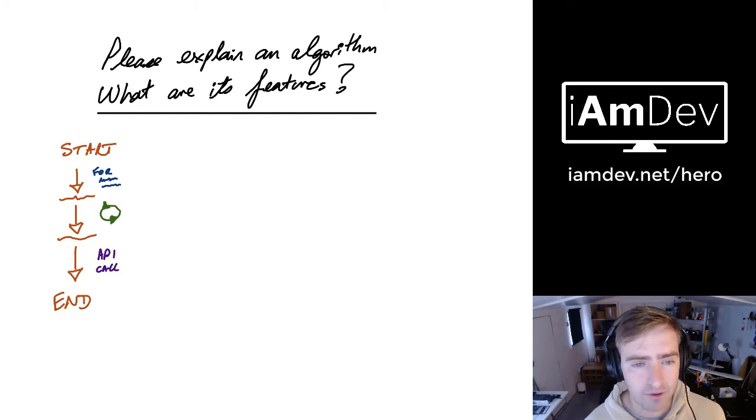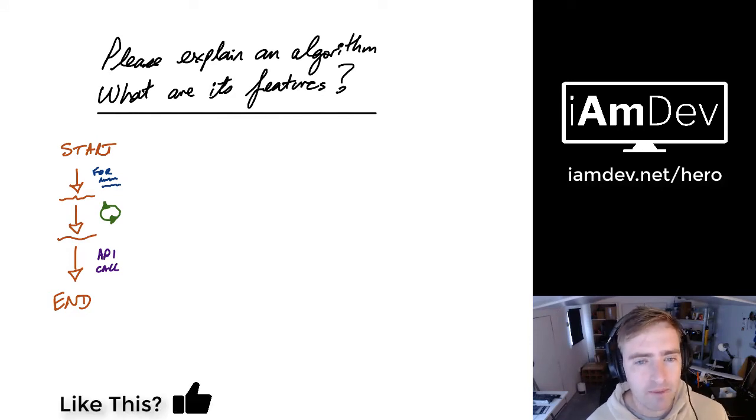Everything's basically an algorithm. And in the algorithm, you might have a for loop, you might have a while loop, you might have an API call. When you get asked this question, I think the interviewers want to know that you understand what an algorithm is, but more important to them is the feature section of this. So we'll get to that in a minute.